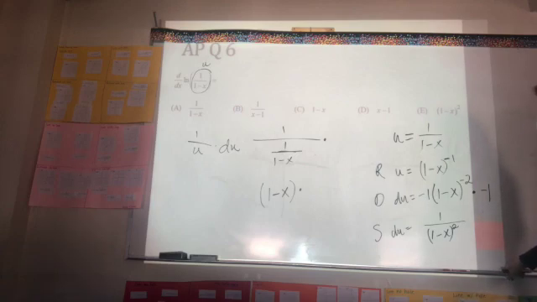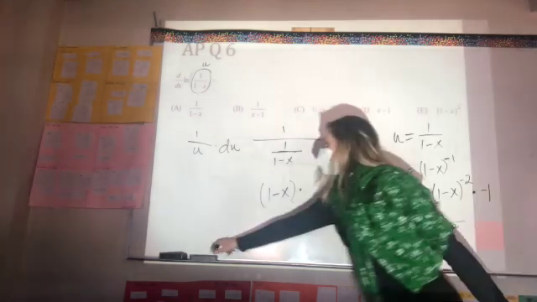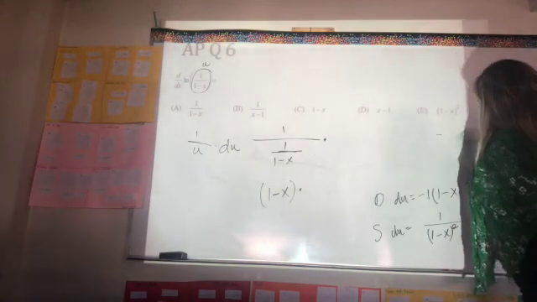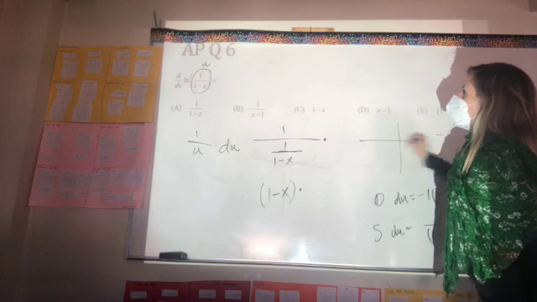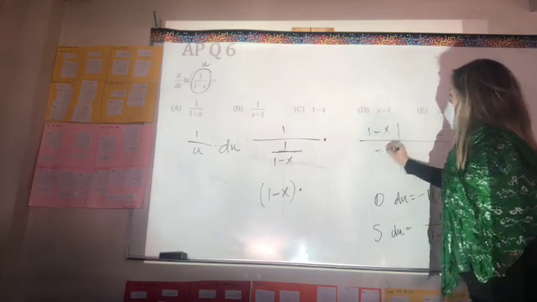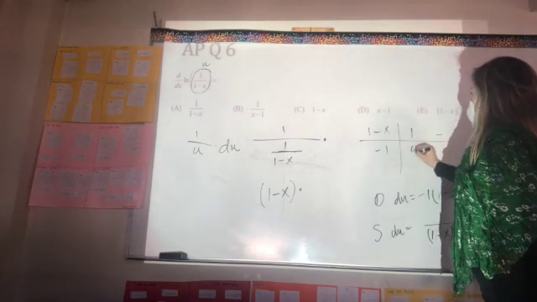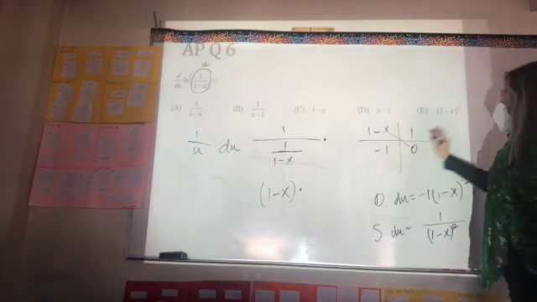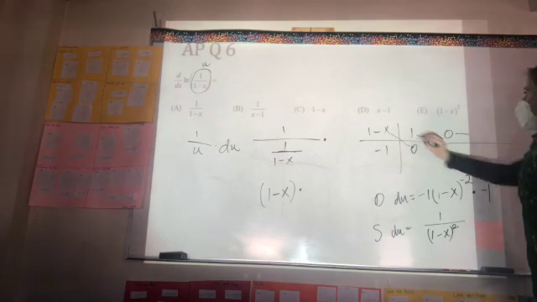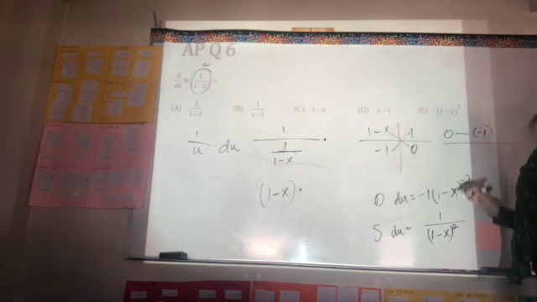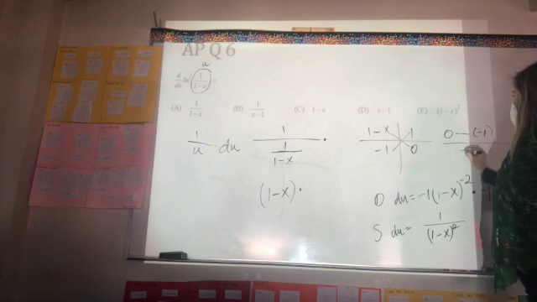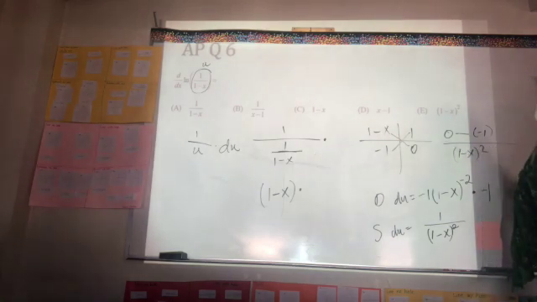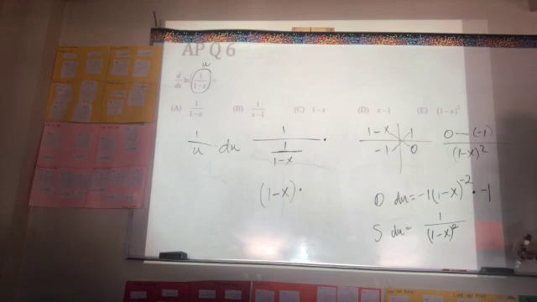Wait, can we do the quotient rule this way? Yeah, let's do the quotient rule really quick. Low is 1 minus x, negative 1. High is 1, the derivative is 0. So low d high, 0, minus high d low, negative 1, over low squared. So positive 1 over 1 minus x squared, which is du, what we got.